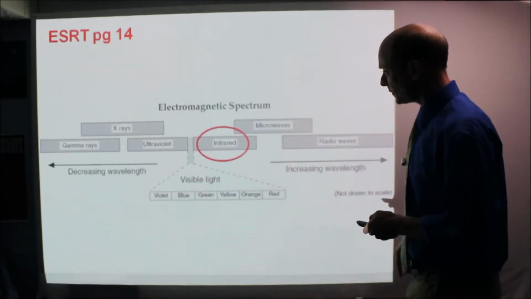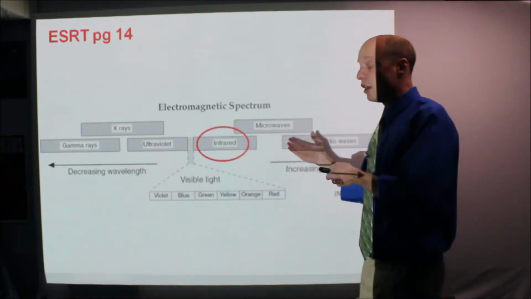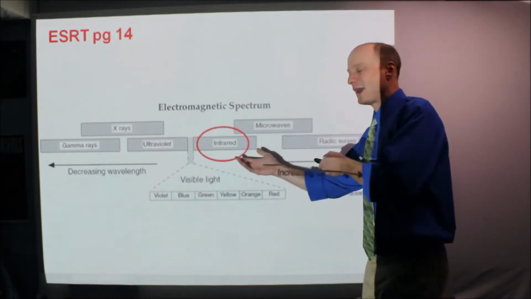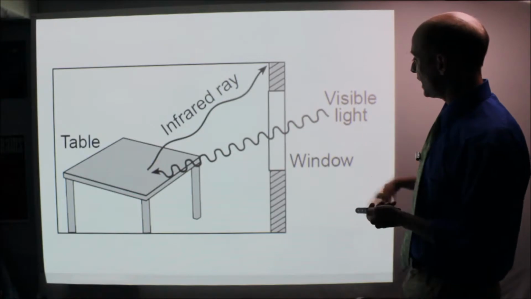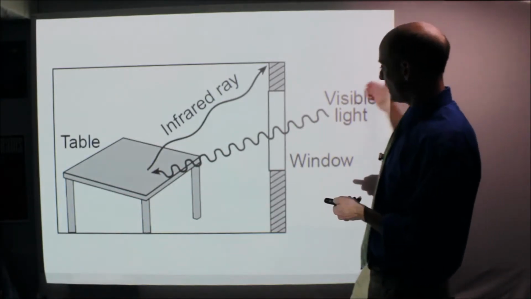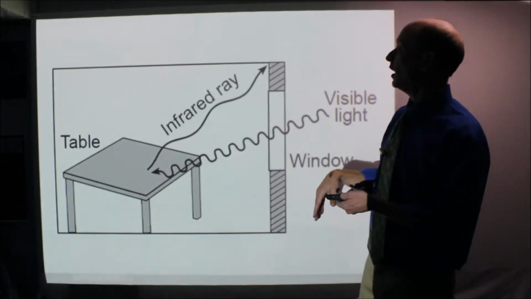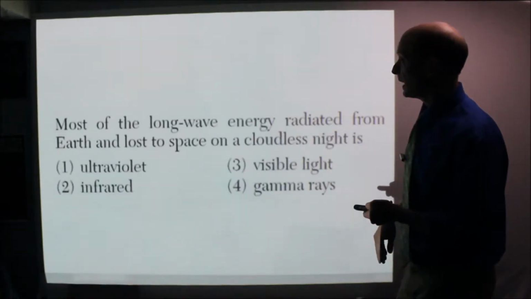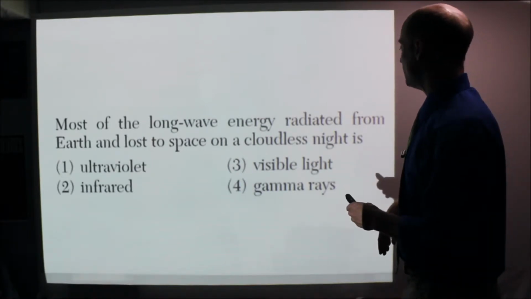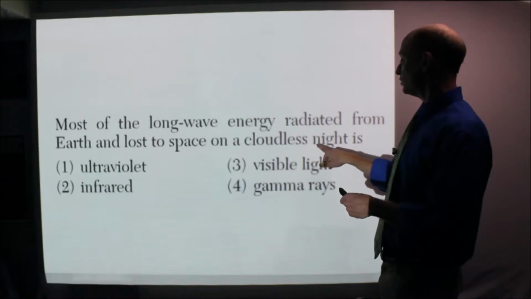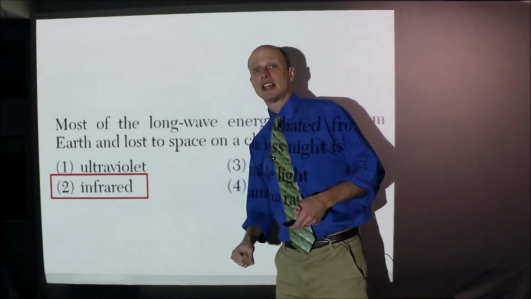Check this out. So infrared, we see infrared. This is on page 14 of the reference table. That's where you see infrared, though this diagram usually does not help you answer the questions. Where I'm going with this is global warming. So here's another example from the Regents exam. It shows visible light coming in a window. It heats up the table, and the table gives off infrared radiation in this case. So this stuff comes up a lot. Most of the long wave energy radiated from Earth and lost to space on a cloudless night is infrared. Infrared, okay, that's what Earth gives off.